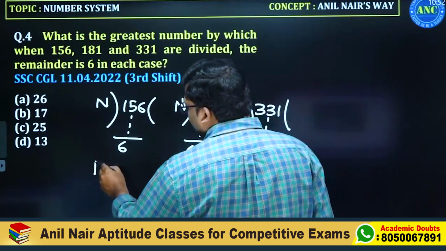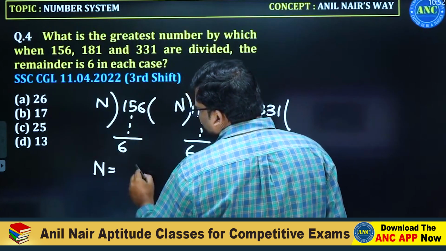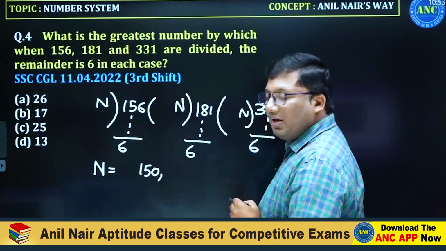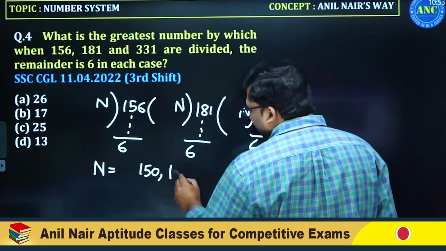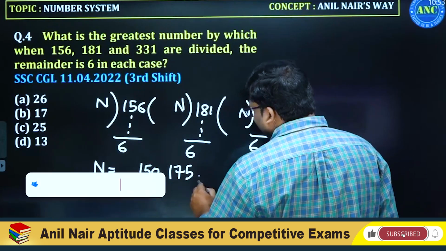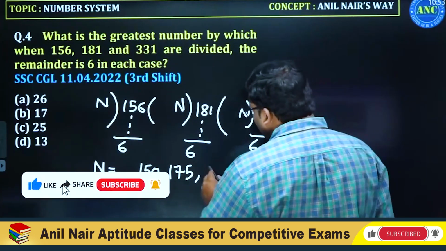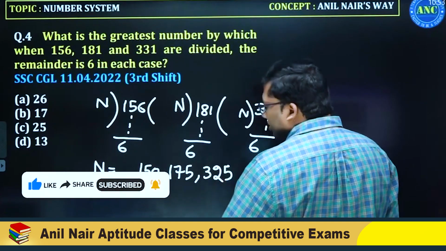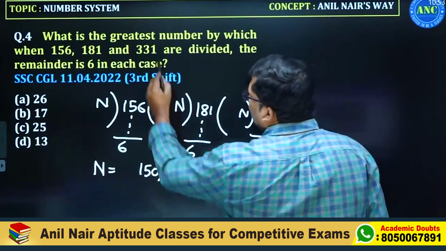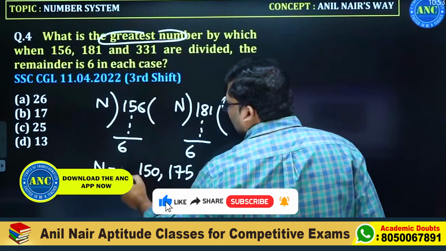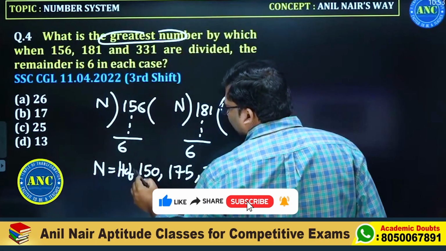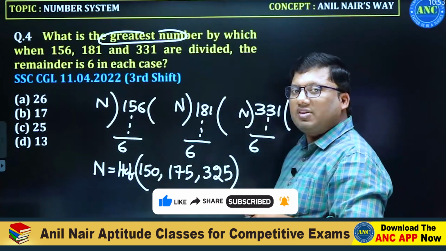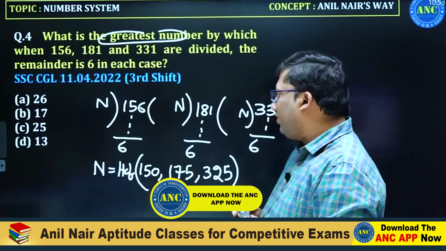So n should be a factor of 156 minus 6, that is 150. N should be a factor of 181 minus 6, 175. N should be a factor of 331 minus 6, which is 325. And he is asking for the greatest number. Greatest means highest factor, so we need the HCF of 150, 175 and 325.